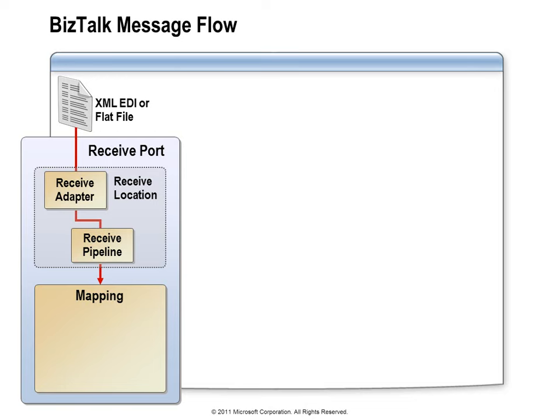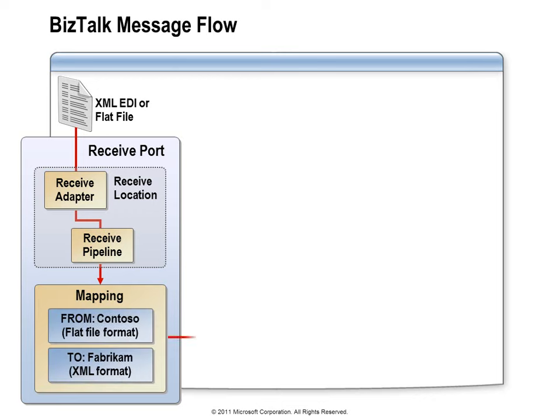So we'll assume that once a message has arrived and passed through the receive location, we'll have an XML document on the other side. Now at this point, there's a fair chance that this XML document is not in a format that the rest of our application can use. And so if we have configured a set of maps in this receive port, and one of those maps matches the type of this purchase order, then we can depend on that map to transform the message before it's published into the message box.